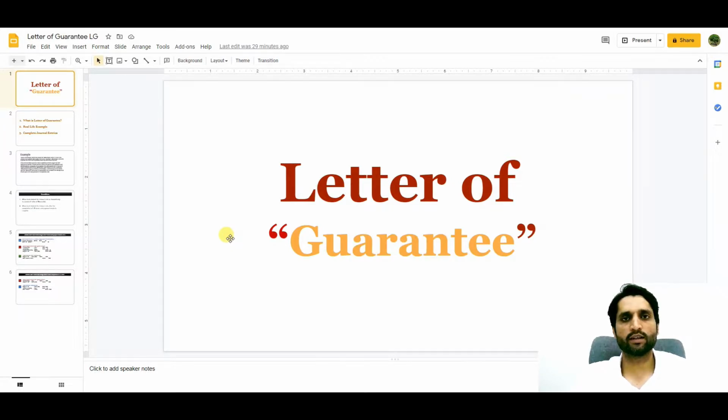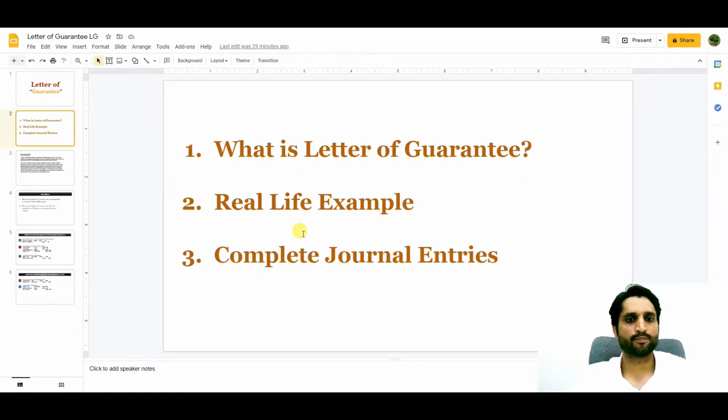What we will learn in this video, we will see what is letter of guarantee. I will share with you a real life example so you will understand the definition well. And also we will see the complete journal entries of this concept. So let's start with the help of a real life example that we will define the letter of guarantee.